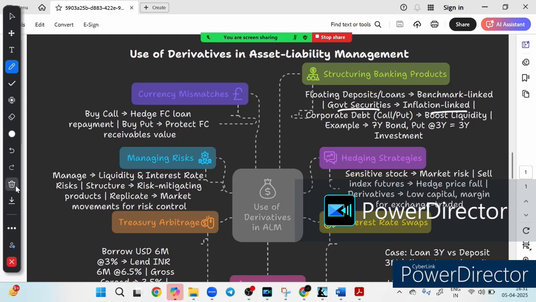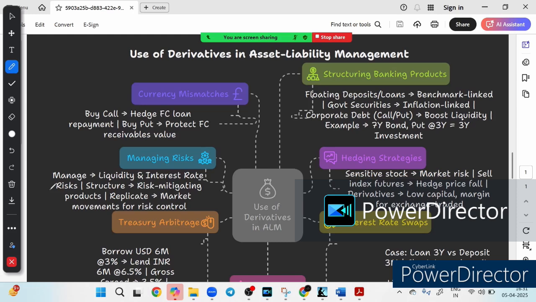Or if it is a corporate debt, like a call put option, then in that case call and put option will boost liquidity. So remember, depending on the types of product, you can use different techniques to hedge this asset level or interest rate risk and liquidity risk.